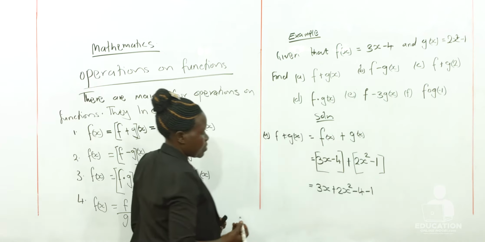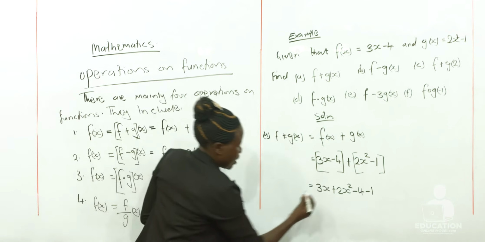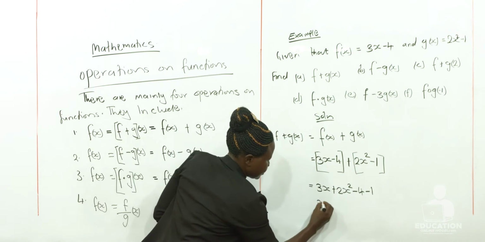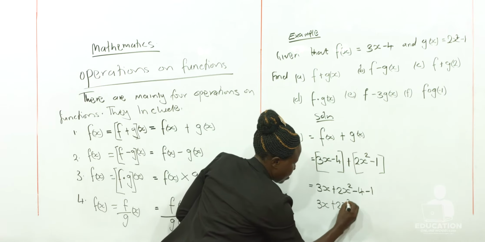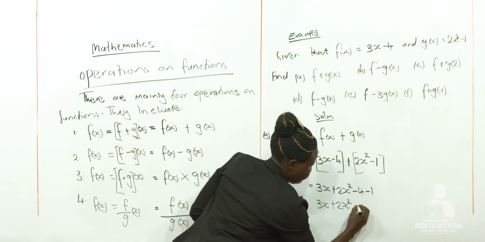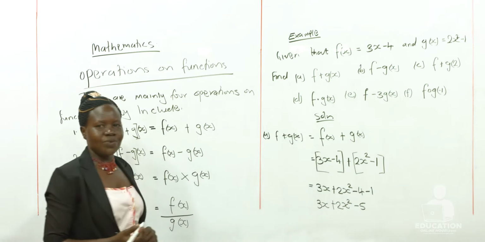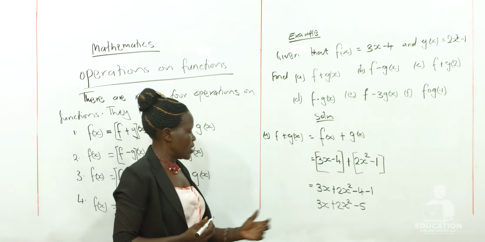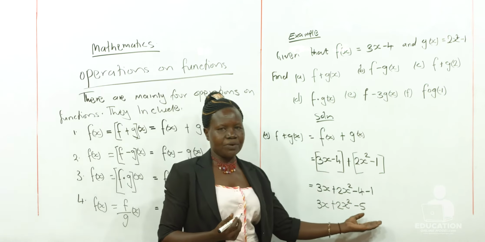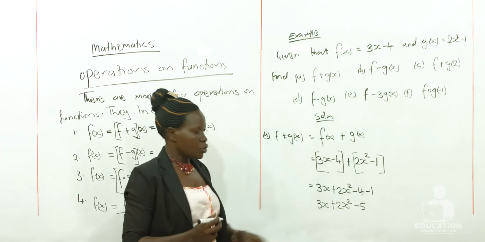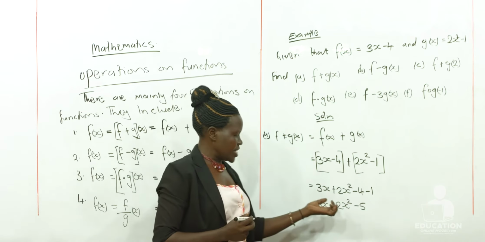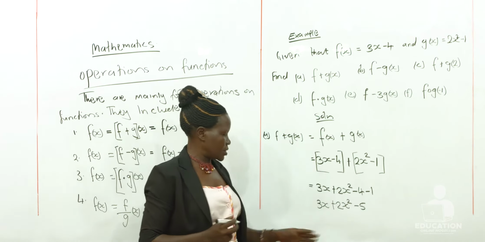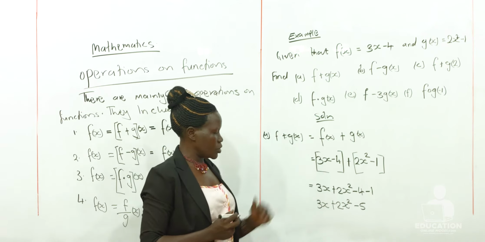Then now from there you find that you have 3x plus 2x squared minus 5. So you cannot leave your expression in that order because it looks disorganized. So you arrange according to the power. The one which contains the highest power should be addressed first, and then it goes in that order.